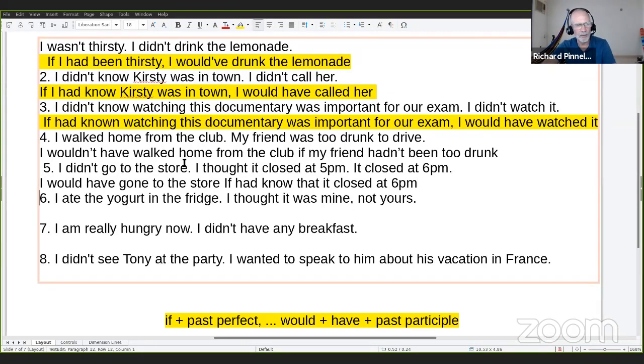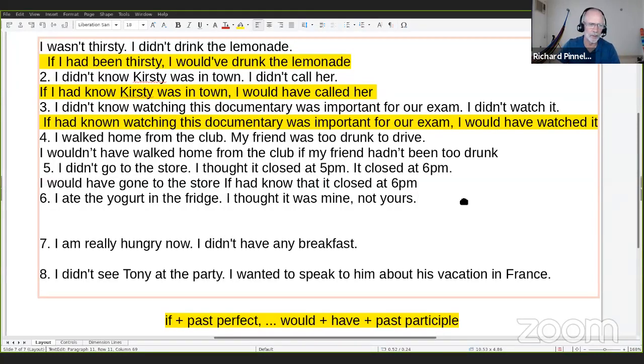These ones are difficult. They're actually in reverse. You can do them both ways round. I ate the yogurt in the fridge. I thought it was mine, not yours. Let's start off with the first bit to help you. I wouldn't.